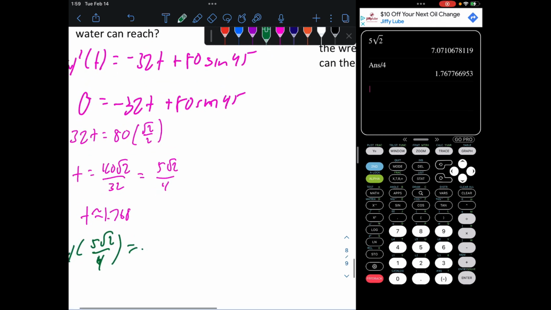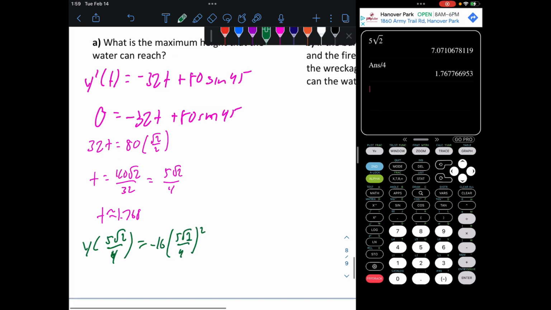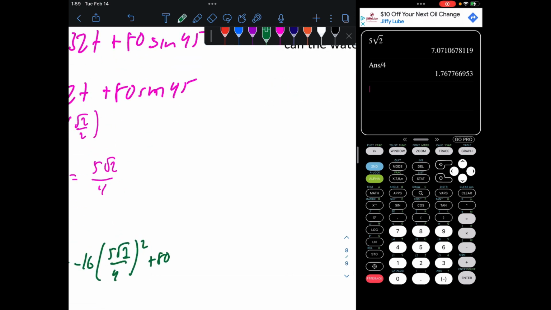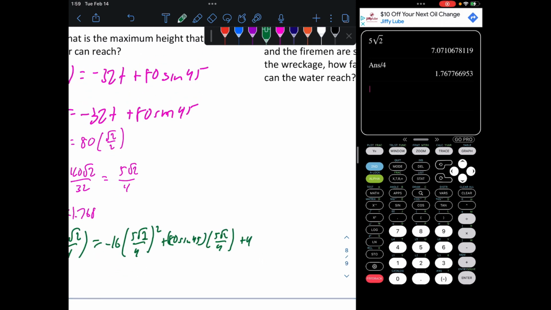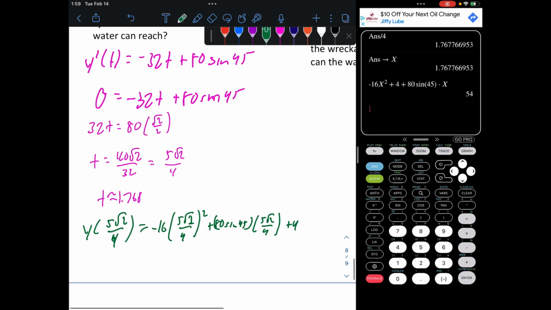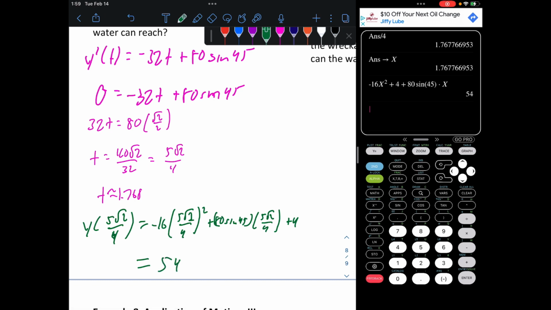So negative 16 times 5 root 2 over 4 squared plus 80 sine 45 times 5 root 2 over 4 plus 4. So I'm just going to store this in x. Negative 16 x squared plus 4 plus 80 sine 45 times x. 54, what's the unit here? Feet.